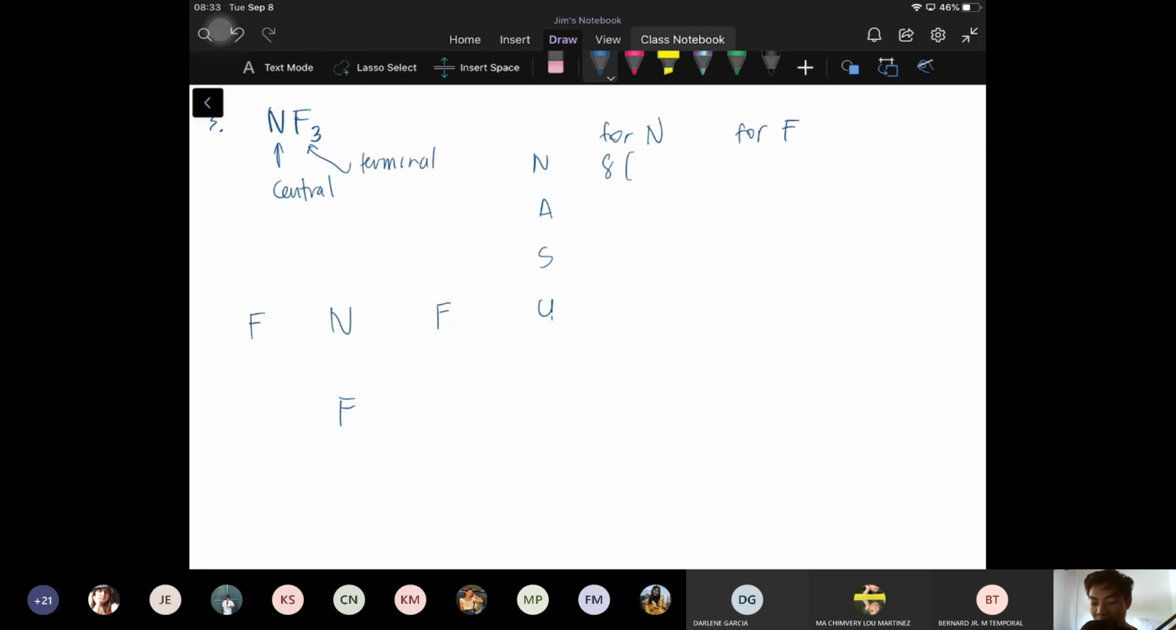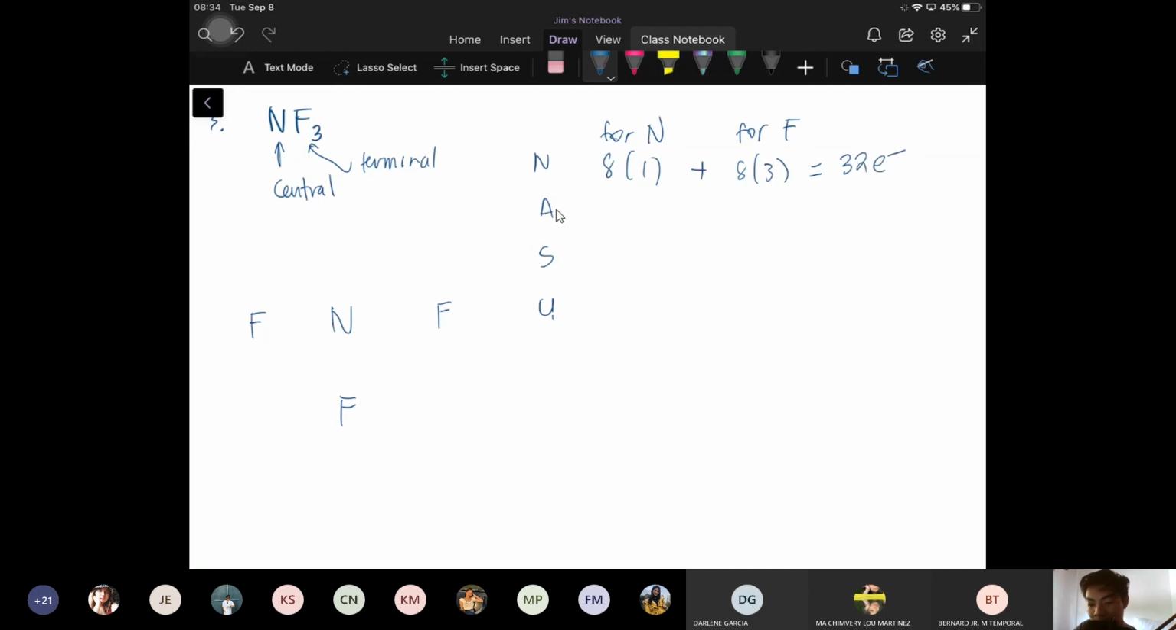So 8 times how many nitrogen atoms? Isa. Fluorine. Does it follow the octet rule? Yes po, because it is also in the p orbital, or the p block. Times, ilan yung fluorine? 3, di ba? So 8 plus 8 times 3, 8, 16, 24, 32 electrons. So we have 32 electrons needed.